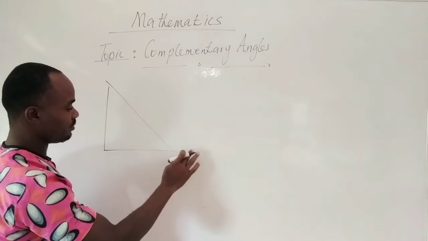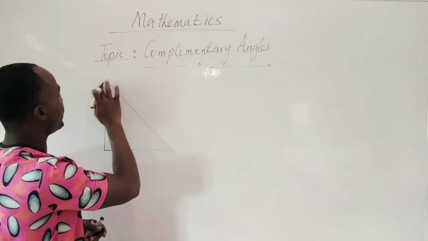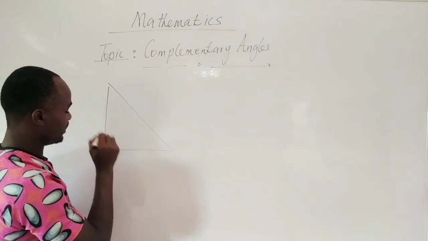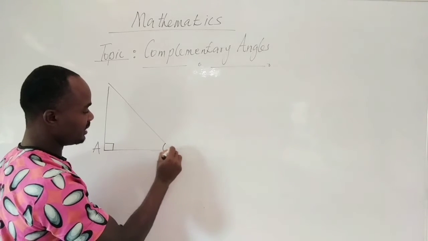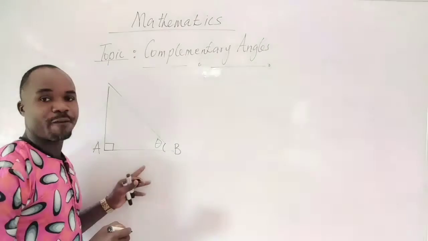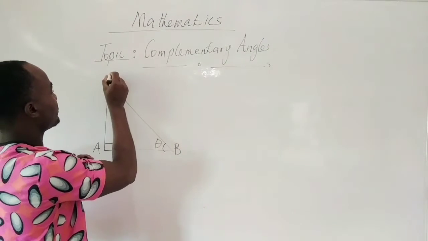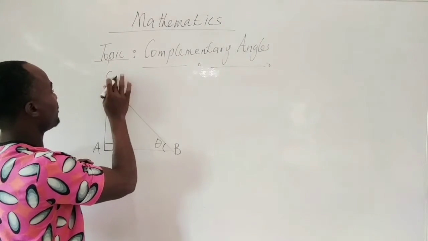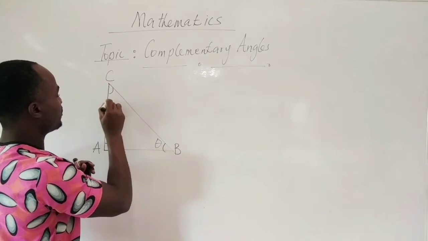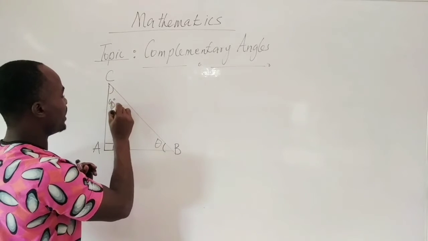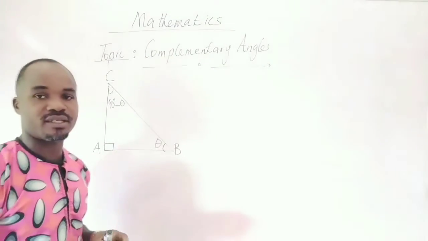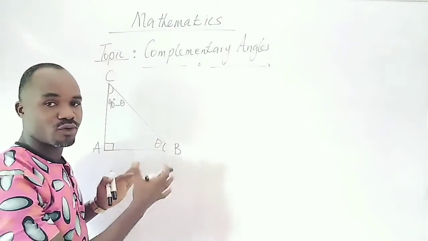Using a right angle triangle, we have something of this nature. This angle is 90 degrees. Then this letter is capital B, theta. Then this side is capital C, with description 90 degrees minus theta. This is a right angled triangle with this description.